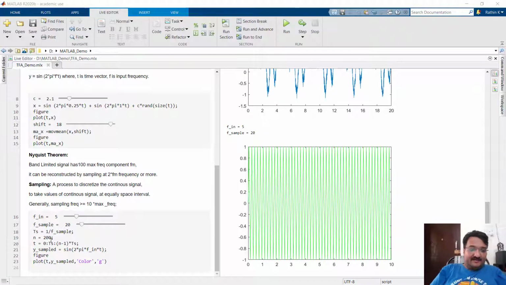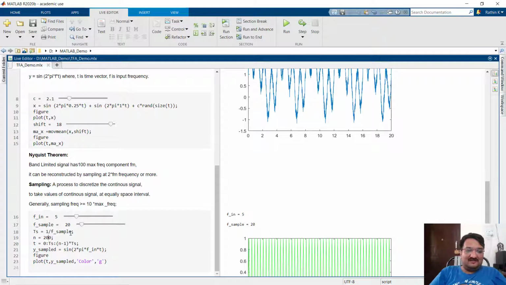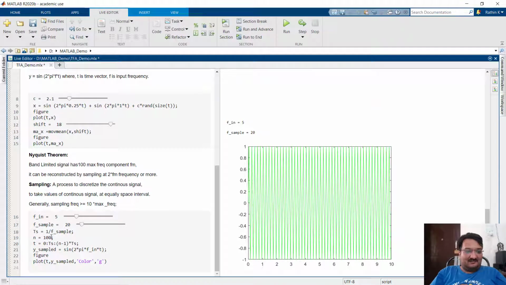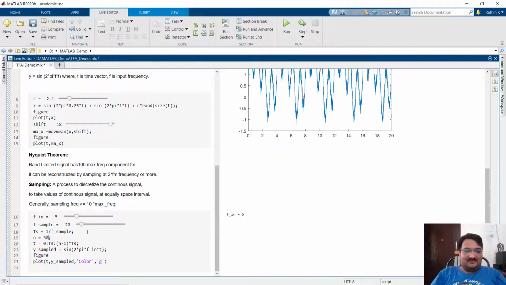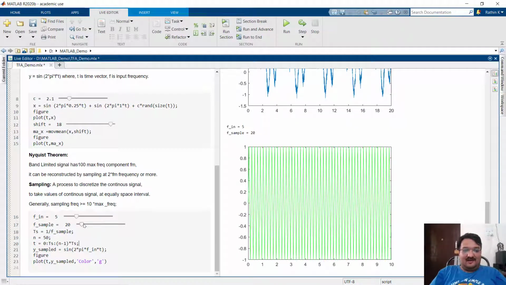Let's decrease it even further, but before that I'll just reduce the number of samples, so we will get to see how many repetitions and all very clearly. As the sampling frequency is less than 20, around 10 or something, I think 50 samples should also be fine. Okay, and let me just decrease the sampling frequency.